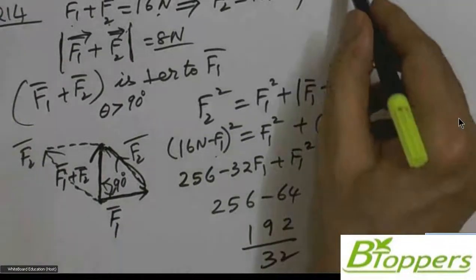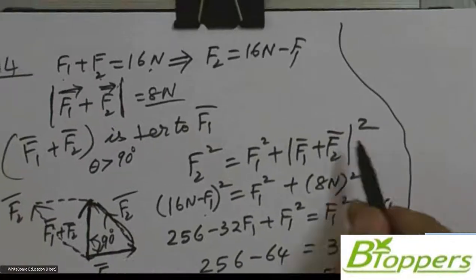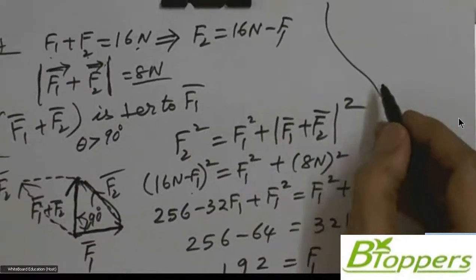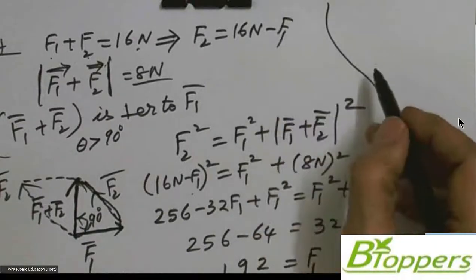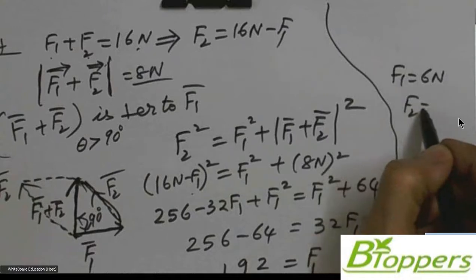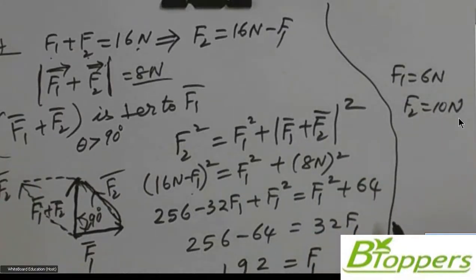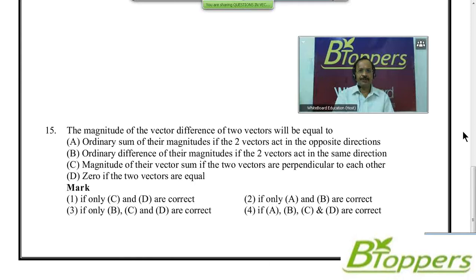So you get f1 equal to 6 Newton. And if you substitute the value of f1 there, you get f2 equal to 10 Newtons. If you need more time to copy the solution of the problem, you can take a pause and copy the solution of the problem. So look at the question number 15.